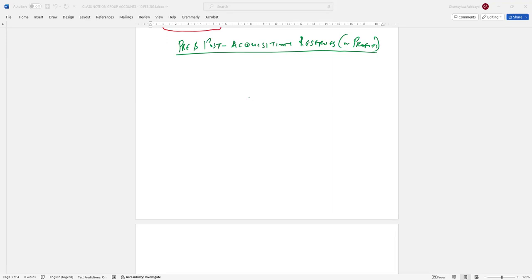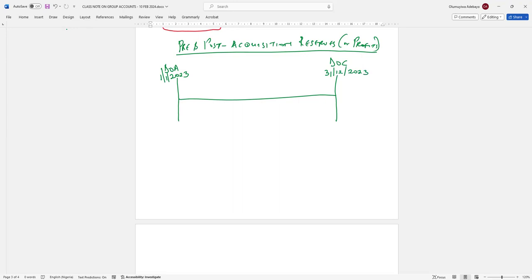Now, what does it simply mean? It means that there are two extreme ends. This first end is the date of acquisition, which, let's say, is 1st of January 2023. And let's say this is the date of consolidation, the first reporting date of our consolidation. The date of acquisition is when you took over the affairs of the company, when you obtained control. Let's say the reserve of the company that day is 10 million.